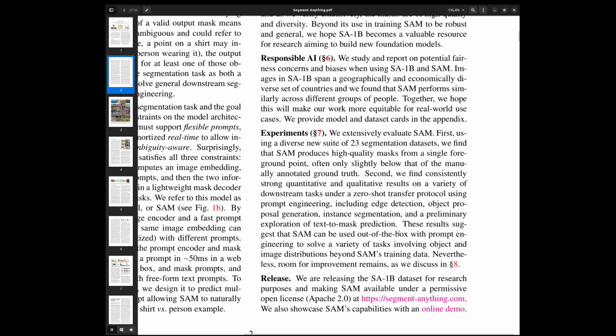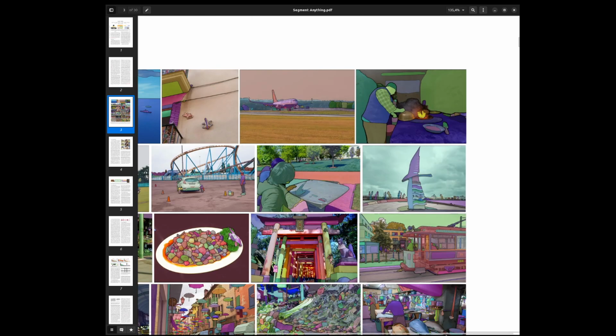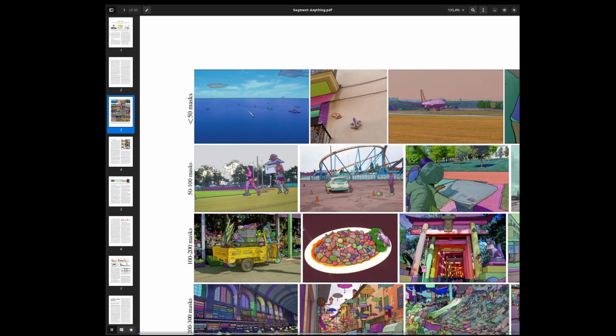Yeah, sure. These results suggest that SAM can be used out of the box with prompt engineering to solve a variety of tasks involving object and image distributions beyond SAM's training data. Nevertheless, room for improvement remains, as we discuss in section 8. Okay, so I mean, we know.